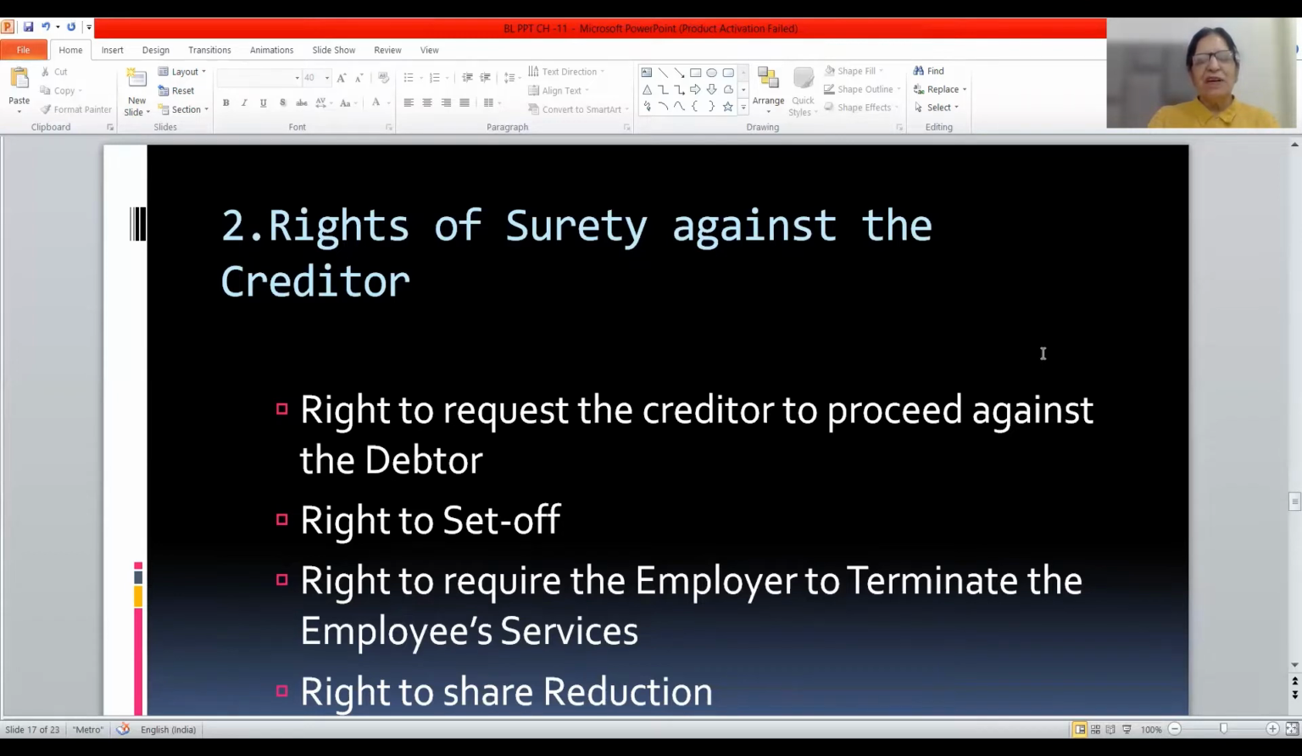It takes time. Then in that case, after some time, the 50% is realized from the debtor's estate. It means 50% the creditor will be able to recover from the debtor's estate. Then the share of surety will get reduced. He will be liable to pay only 50% because 50% of the amount could be received from the debtor's estate. But if nothing can be received from the debtor's estate, then the surety's share will not get reduced.